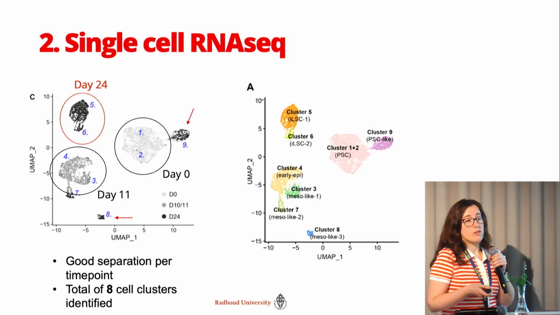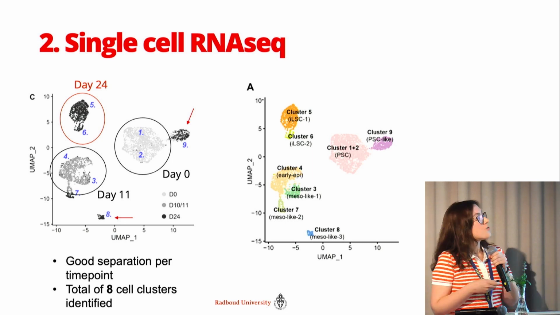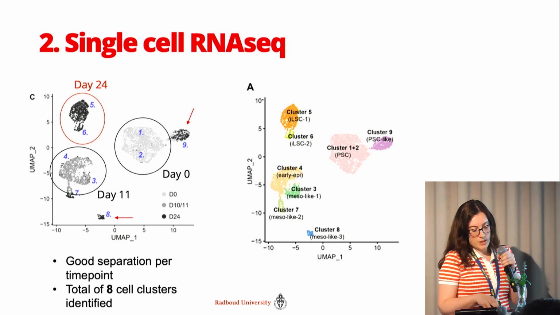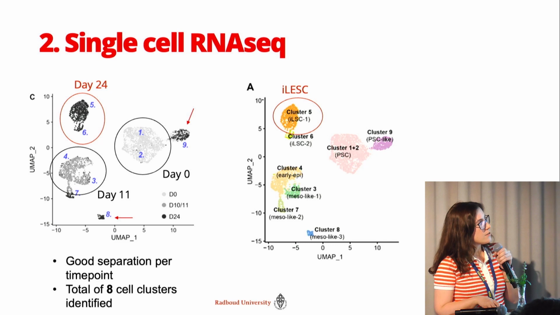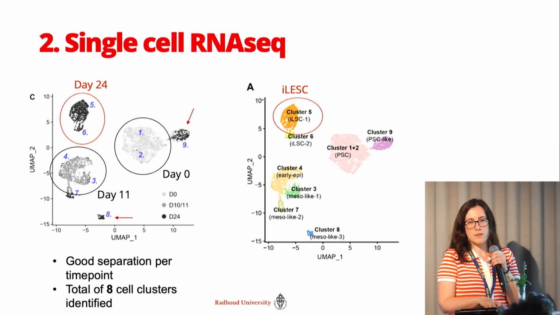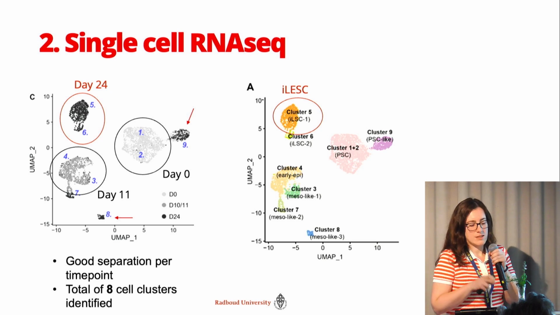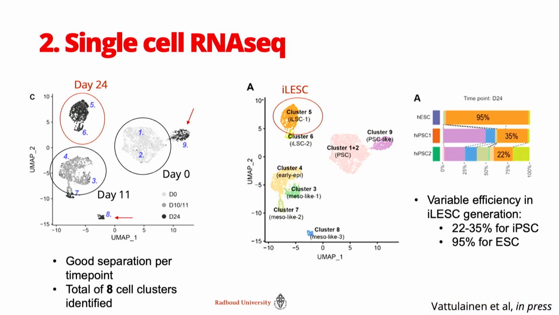We then looked at what all these clusters were based on their gene expression. We managed to identify all of them. I won't go into detail here, but I can tell you that cluster 5 up there is the one that mimics the limbal epithelial stem cells the most. So that's our target. That's the one we wanted to achieve.